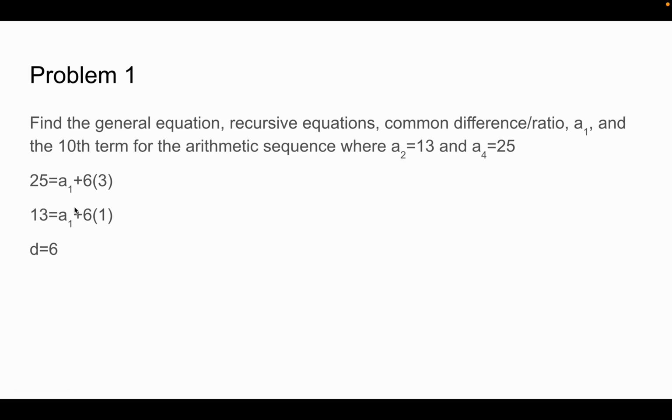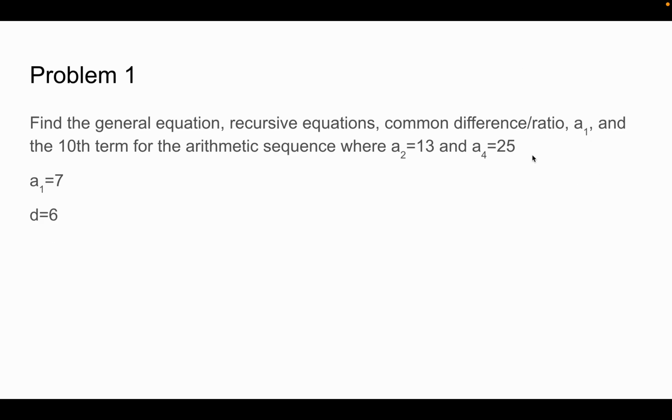And so we can plug d into both of these equations, and solving both of these equations should lead to a1 being the same value if we did this correctly. So we multiply everything, and then we just subtract, and we get that a1 equals 7 both times. So we found the a1 and also the common difference from just plugging things into the general equation.